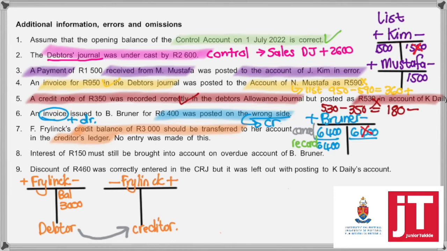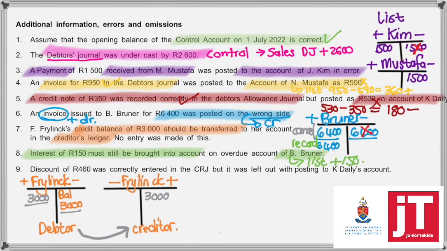So what should we do? You're going to debit Freiling in the debtor, so adding it there, cancelling out that negative, making it 0, and then putting it into the creditor's account as a 3,000 rand owed. And because none of this was recorded, it means that it's nowhere. So we have to put this into the control account as a journal debit, as well as in Freiling's account on the list.